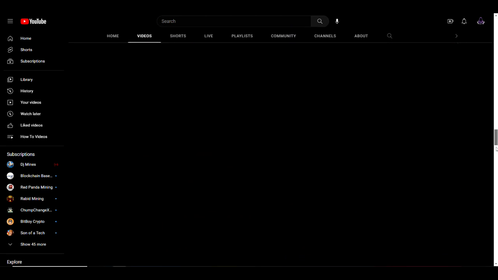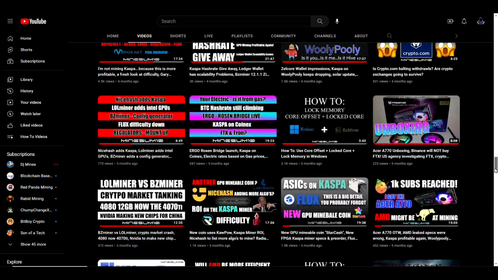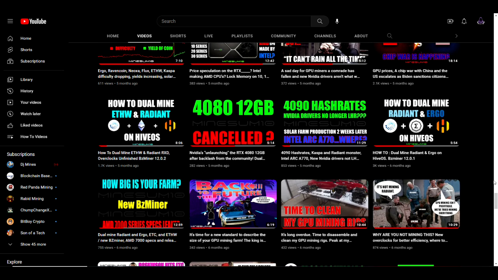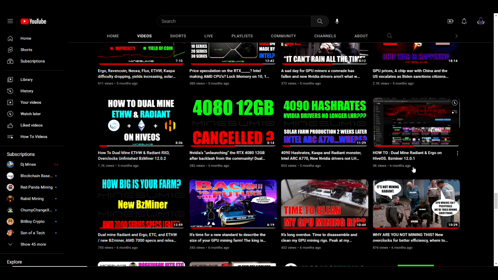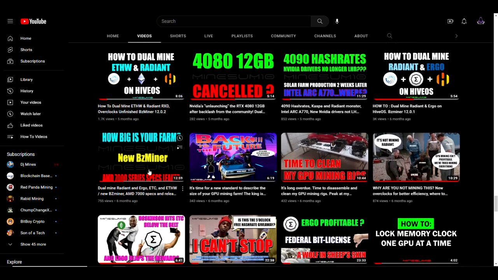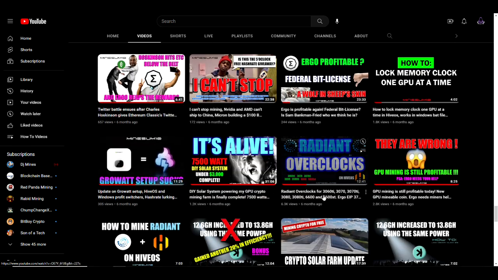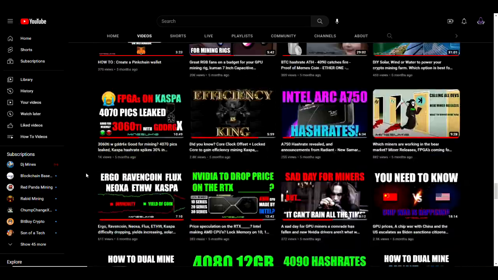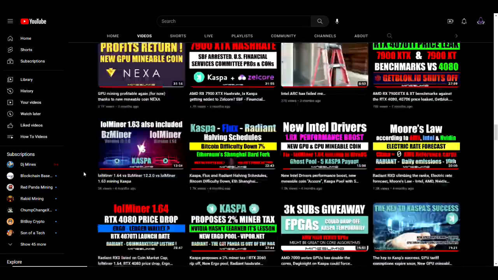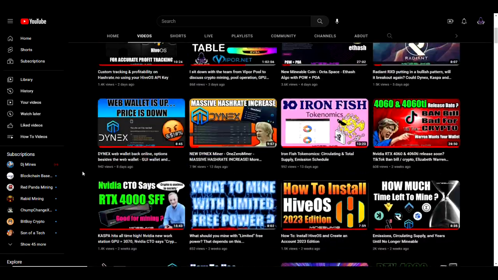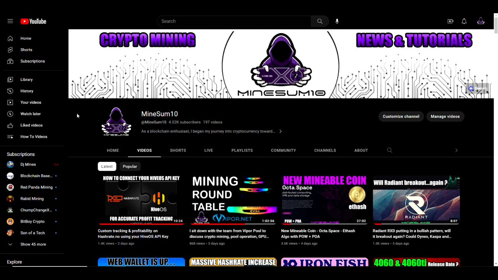You'd have to go back like 5 or 6 months to find the last time I talked about Radiant overclocks. This one's 6 months old. This was dual mining Radiant and Ergo. This one was dual mining ETHW and Radiant, that was 5 months ago. And we talked about overclocks and how to mine it about 6 months ago. But I've discovered a lot of better overclocks since we posted that video a long time ago, and I think it deserves a little bit of my attention.